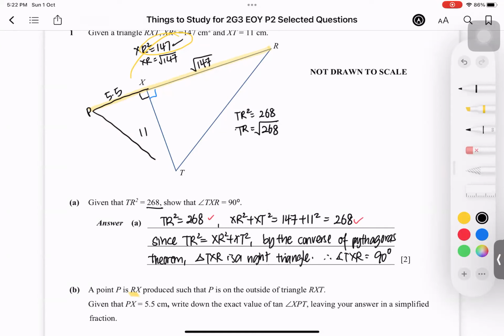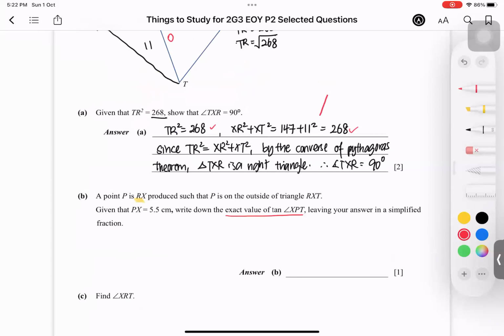So that means I need to draw a triangle over here and angle XPT. P is my angle over here, XPT. So TOA, tangent, right? They want the exact value, so this one is a simplified fraction, TOA, 11 over 5.5. But 5.5 is not an integer, so please do not write 11 over 5.5 as the answer. Simplify 11 over 5.5, I get the value 2. But how to get the fraction? It's just 2 long. Okay.